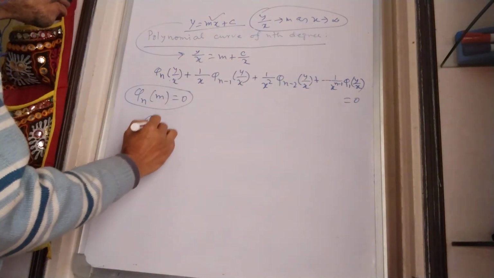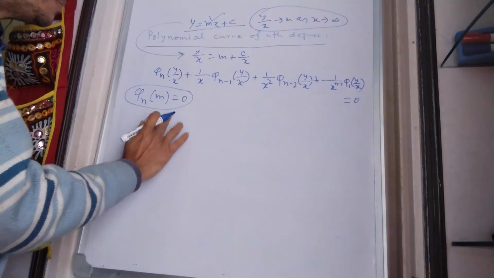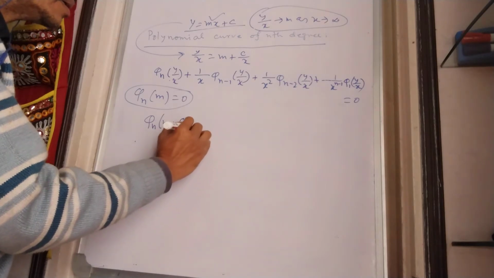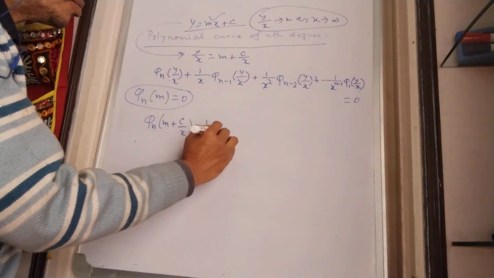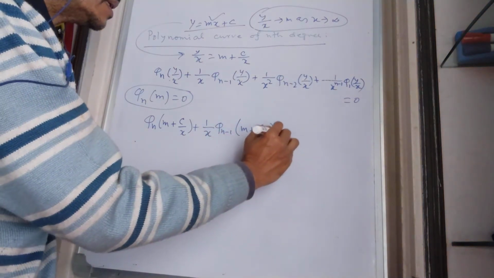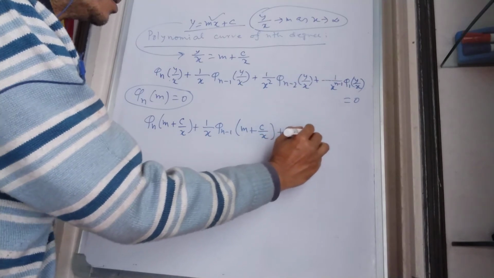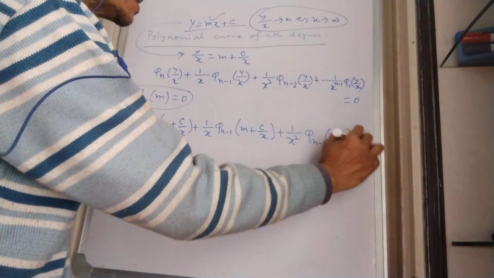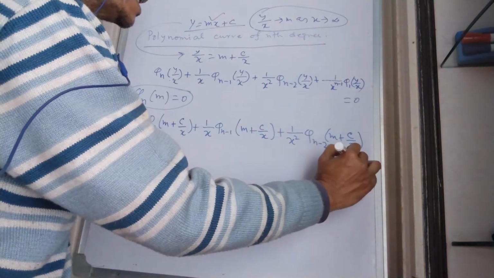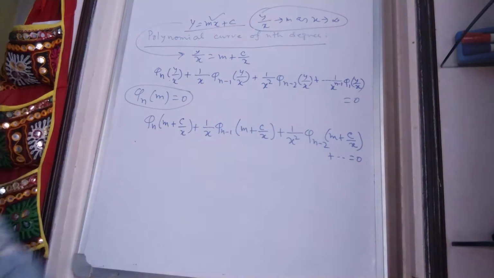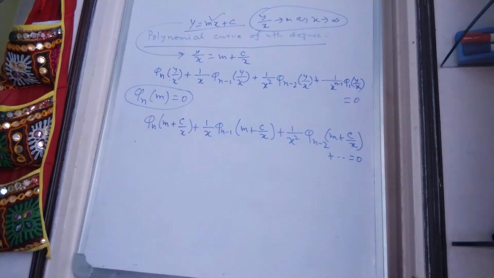So it becomes phi n of m plus c by x, phi n minus 1, this is also m plus c by x, 1 by x square phi n minus 2, and this is also m plus c by x, dot dot dot. We are not interested about the other terms for a purpose. Now just concentrate about these three terms. Why? I am trying to explain.